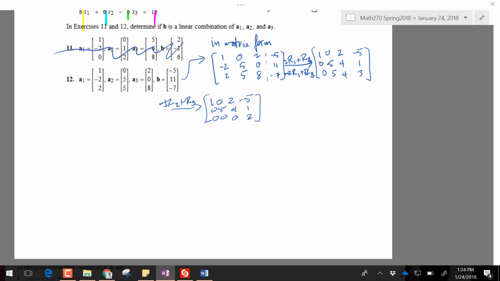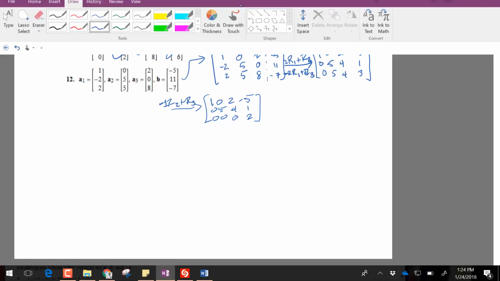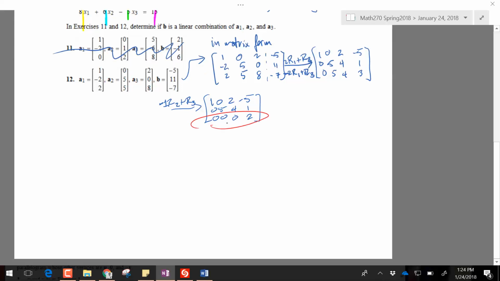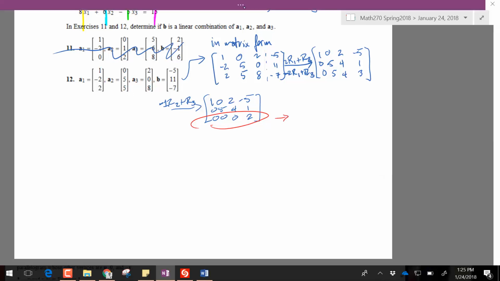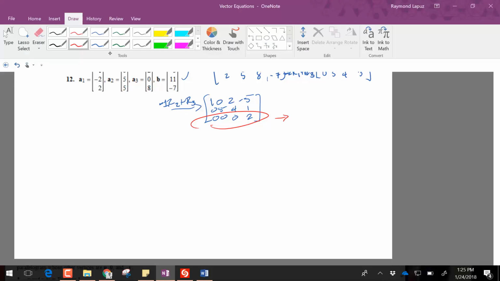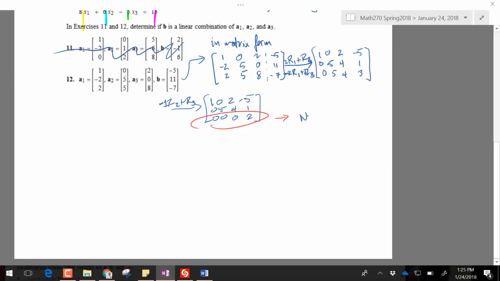So what do we have here? No solution. So we have our last row, 0, 0, 0, and then the augmented last row has a non-zero element. And if you were to translate that back into a system, you're going to have 0 is equal to 2, which is no solution, which gives us no solution.